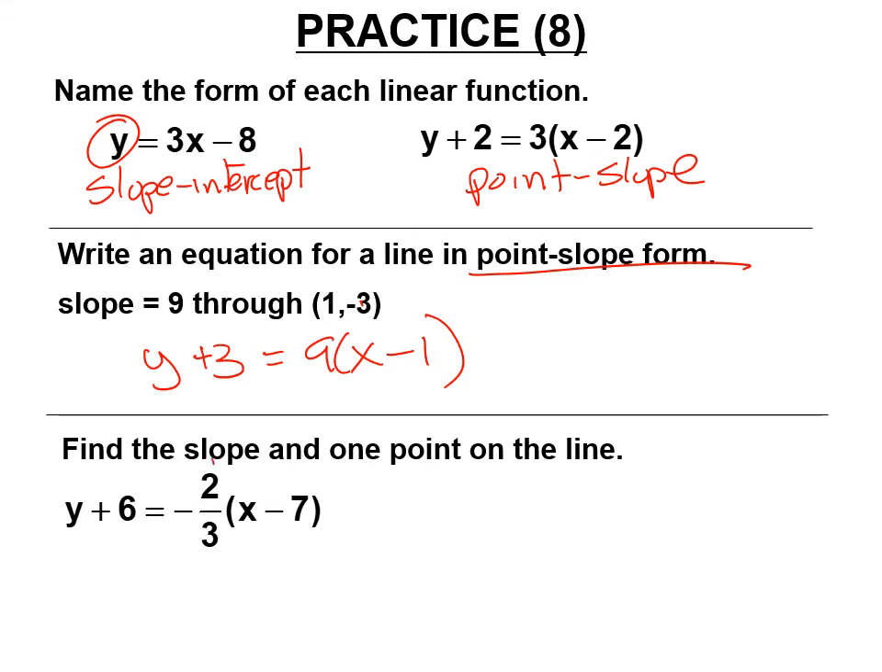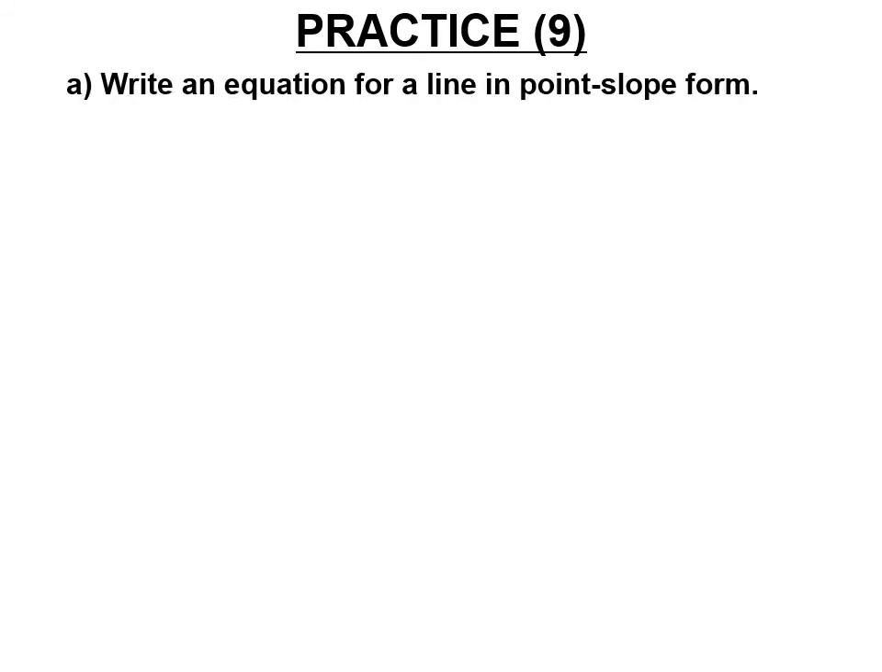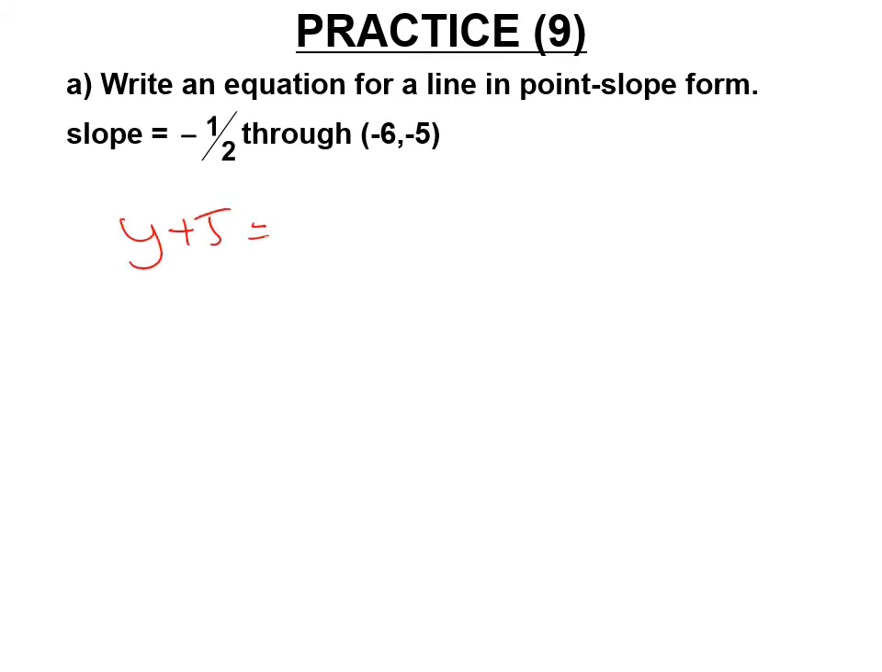What's the slope? The slope is -2/3. The one point we know on this line is 7, -6 is on this line. All right, so in point slope form, so y plus 5 equals -1/2 x plus 6, right? Because those are both negative.